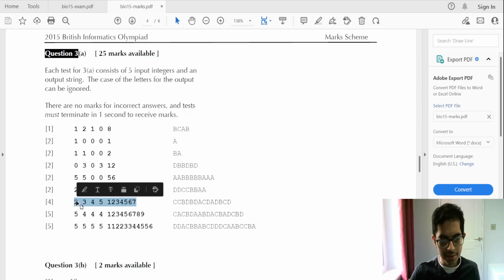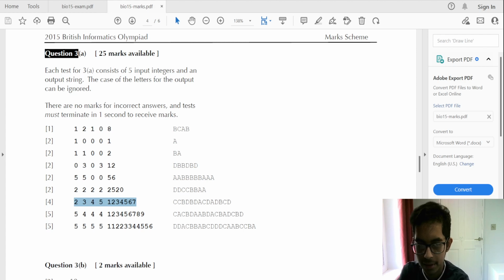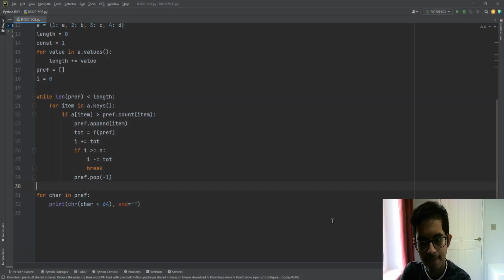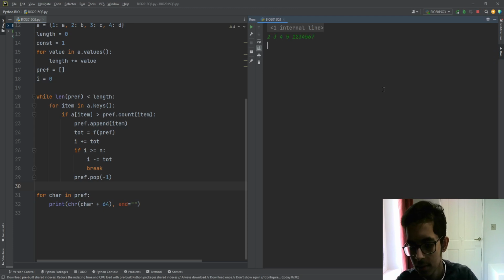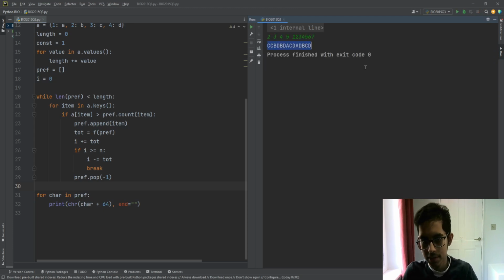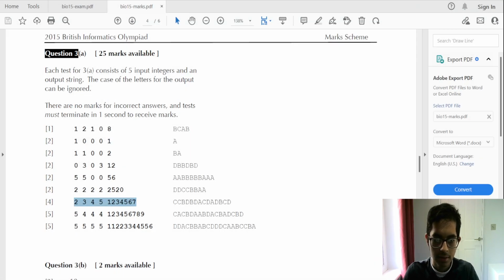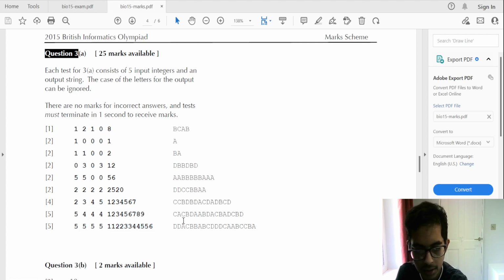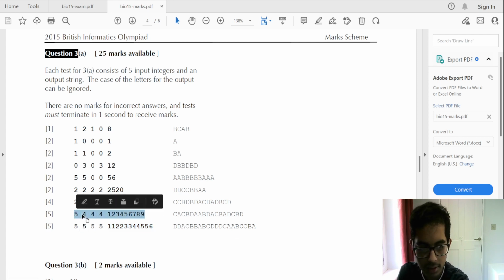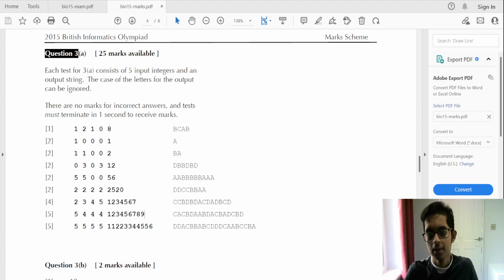So maybe let's just test this one. This basically gives us this particular string, and now if we go back to the question, we can see that the string is indeed correct. Now let's test it on a different one. There we go. And as you can see, this is pretty much the correct answer once again.